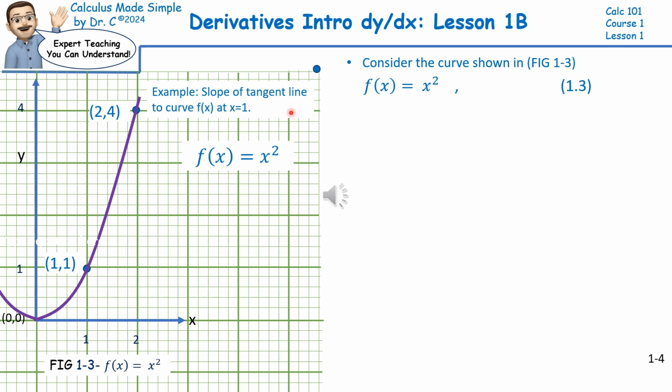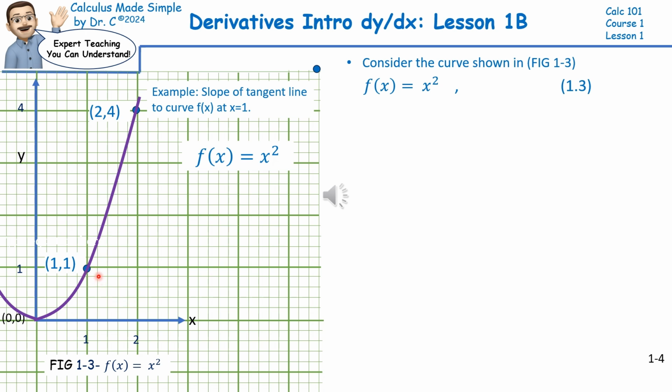In this slide, we're going to talk about what happens when we compute the slope of a tangent line to a curve, meaning we don't have a straight line. So consider the case where f of x is equal to x squared. This is a parabola, and we see that it's drawn here in Figure 1.3. At x equal 1, we see the value of y is equal to 1.